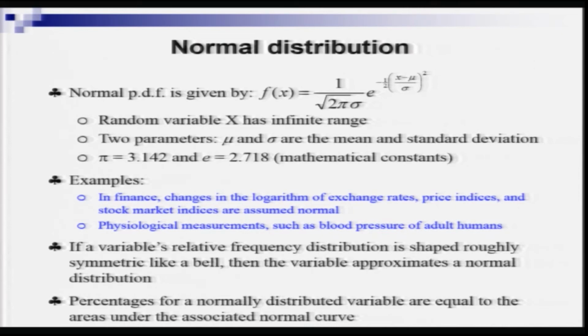Now, what could be the examples? Let us start with finance. In finance, changes in the logarithm of exchange rates, price indices and stock market indices are assumed to be normal, and physiological measurements like the blood pressure of adult humans also approximately follow a normal distribution. Now, what is the linkage between the normal distribution and what we have done before in terms of the frequency distributions of other discrete random variables?